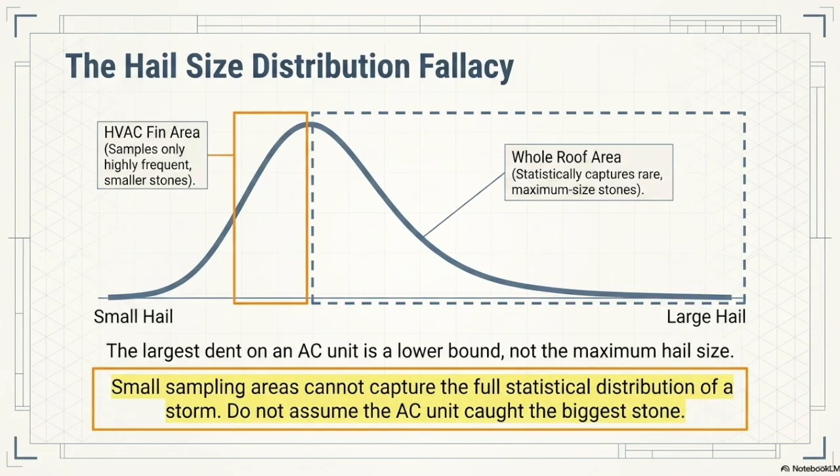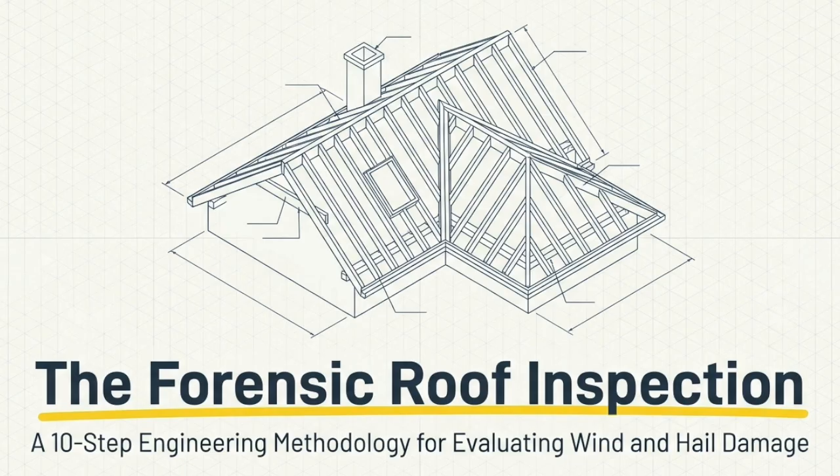That is brilliant. If an engineer writes a report saying the AC unit only showed 0.75-inch dents, therefore the 1.5-inch damage found on the roof must be fabricated or exaggerated, they are mathematically illiterate. They just don't understand the math. They have completely failed to understand the relationship between sampling area and impact probability. You are using the AC unit to prove the storm actually existed at the address, but you are using advanced statistical math to explain why the roof looks significantly worse than the AC unit.